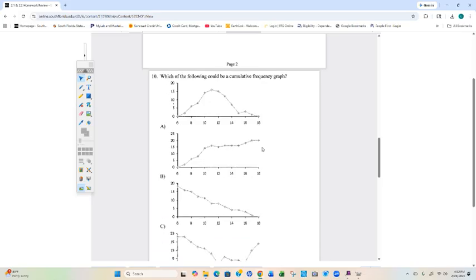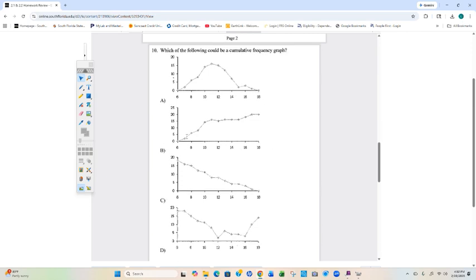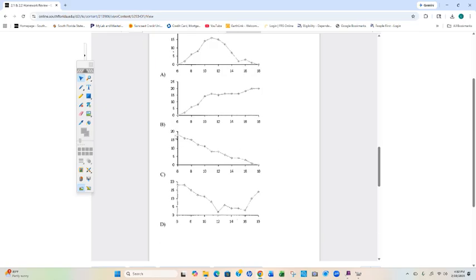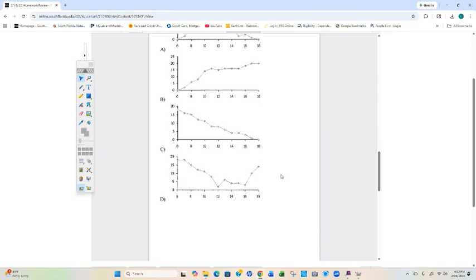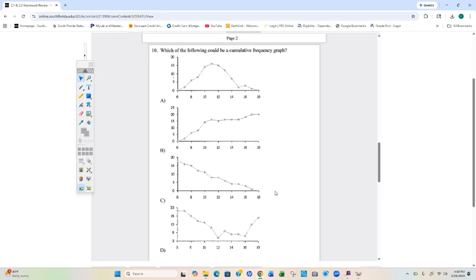Number 10, which of the following could be a cumulative frequency graph? So here's the graph for A. Goes up, down, comes back up and back down. Here's the graph for B that climbs up. Here's the graph for C. This one starts high and goes low. Here's the graph for D. It starts high and it bounces around. Pause the video and think about it.